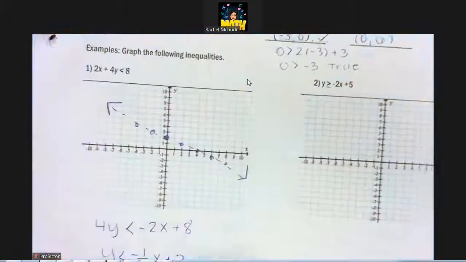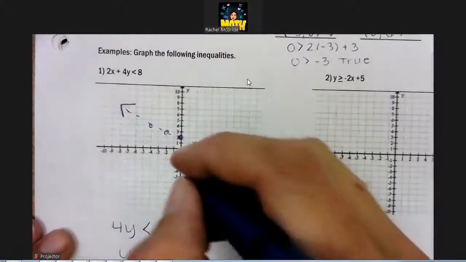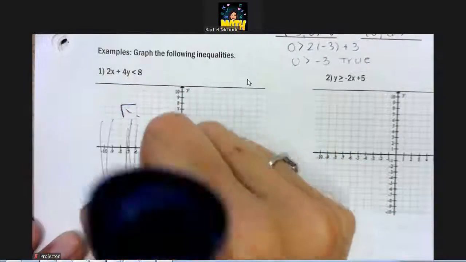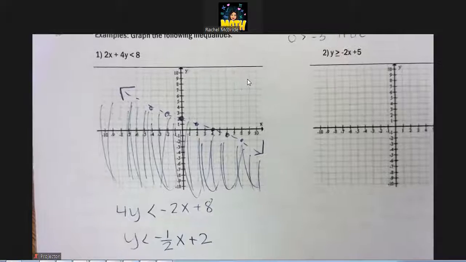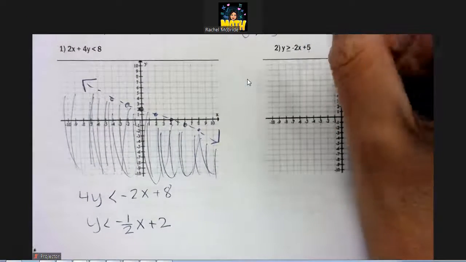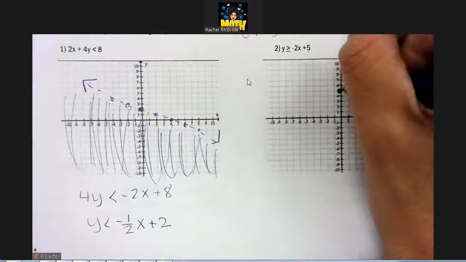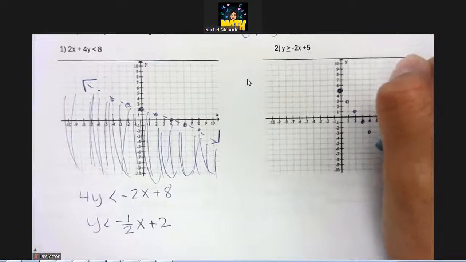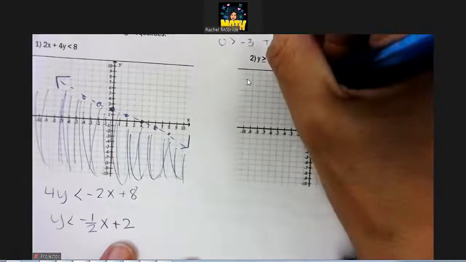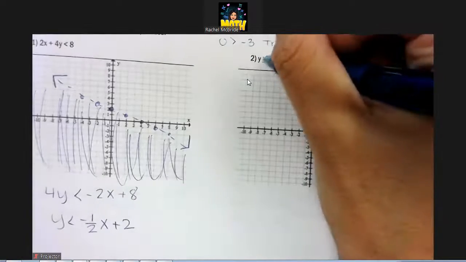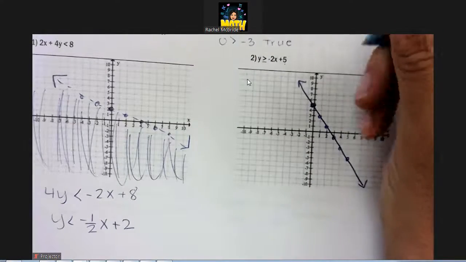My line is dashed, and I get y less than, so I shade below. Y-intercept of 5, slope of negative 2, my line is solid, y is greater than, so we shade above.